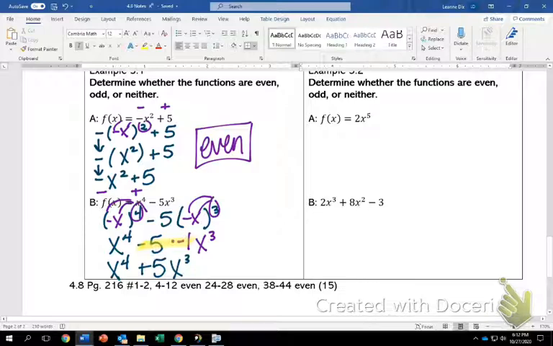All right. So if I look at the starting point, it was positive and then negative. But down here, it's positive and then positive. It's not the exact opposite, and it's not the exact same. So we would say this is neither.